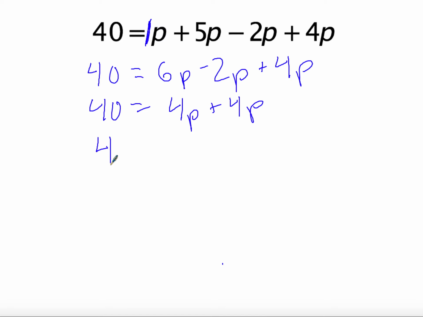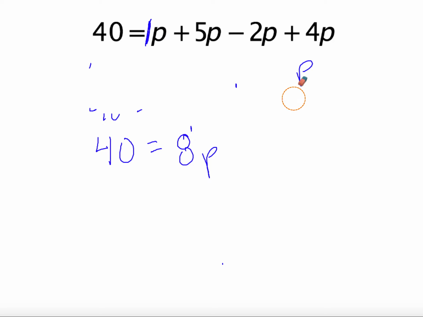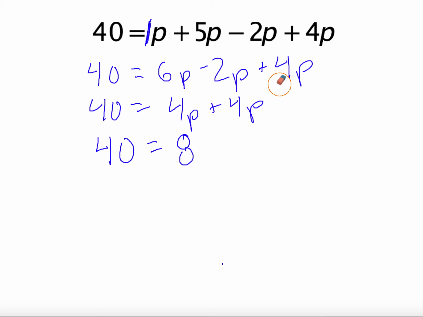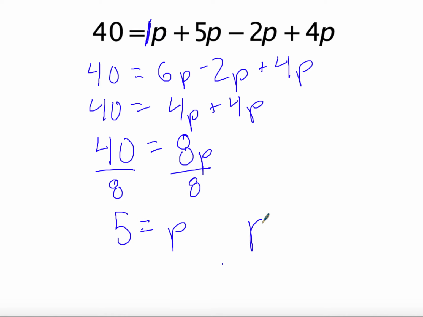Don't know what's happening with my handwriting today, I'm sorry. 4 plus 4 is 8. And again, we end up with a one-step equation, but all of the stuff up here, not required. If it helps you out, great. If it doesn't, not required. One-step equation, dividing both sides by 8, and we end up with p equals 5.